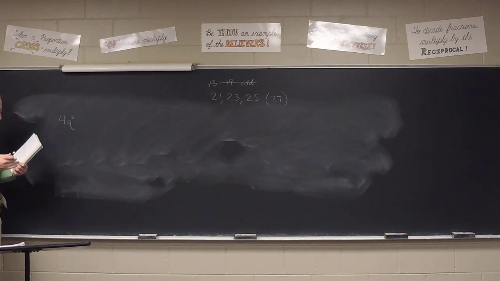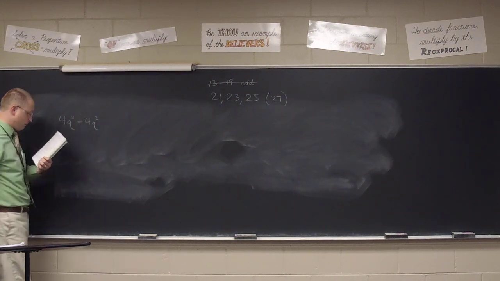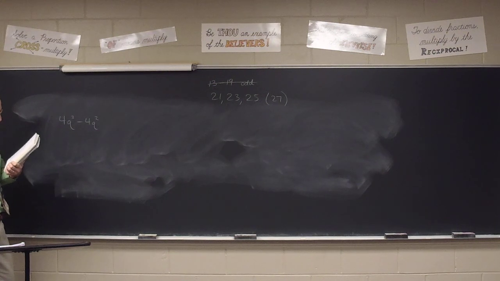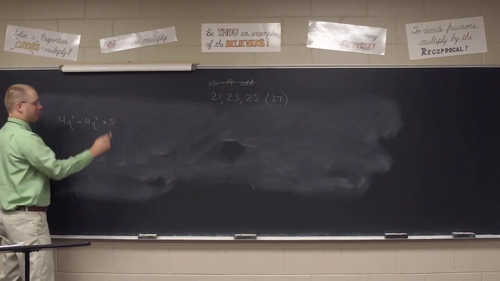Then I'm going to go to the squares. I've got a negative 3q squared and a negative q squared. Negative 4q squared. Then I'm going to go to the plain old q's, but there aren't any. Then I'm going to go to the whole numbers. I got a 1, a 3, and a 1. Positive 5. I'm done.